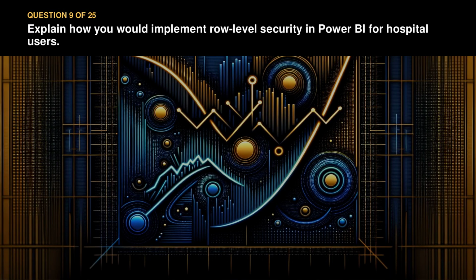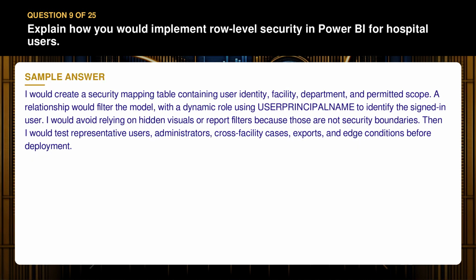Explain how you would implement row-level security in Power BI for hospital users. I would create a security mapping table containing user identity, facility, department, and permitted scope. A relationship would filter the model, with a dynamic role using USERPRINCIPALNAME to identify the signed-in user.